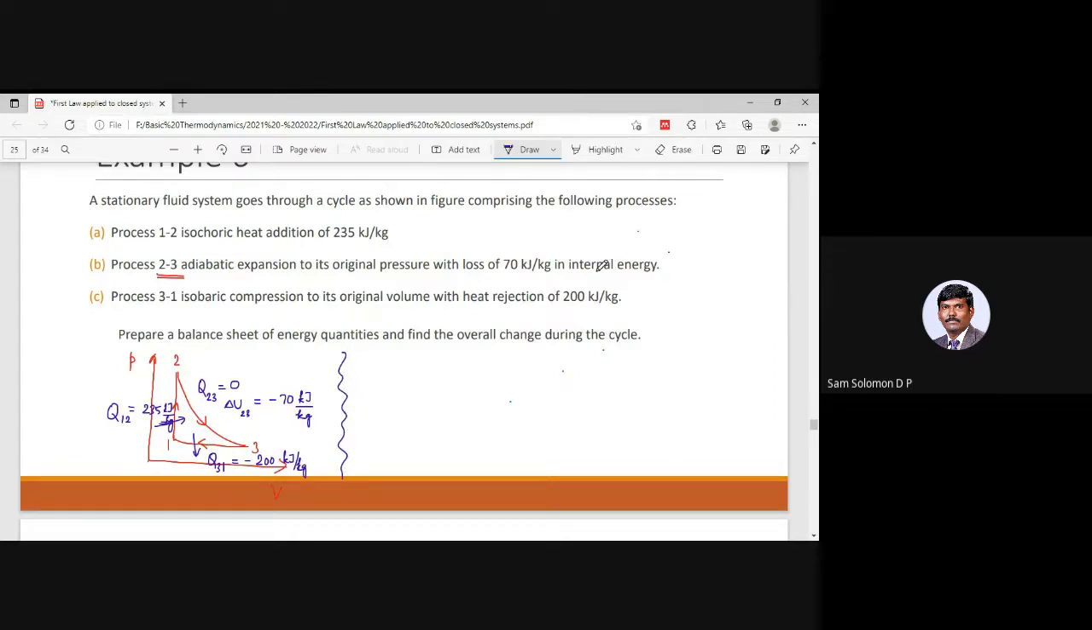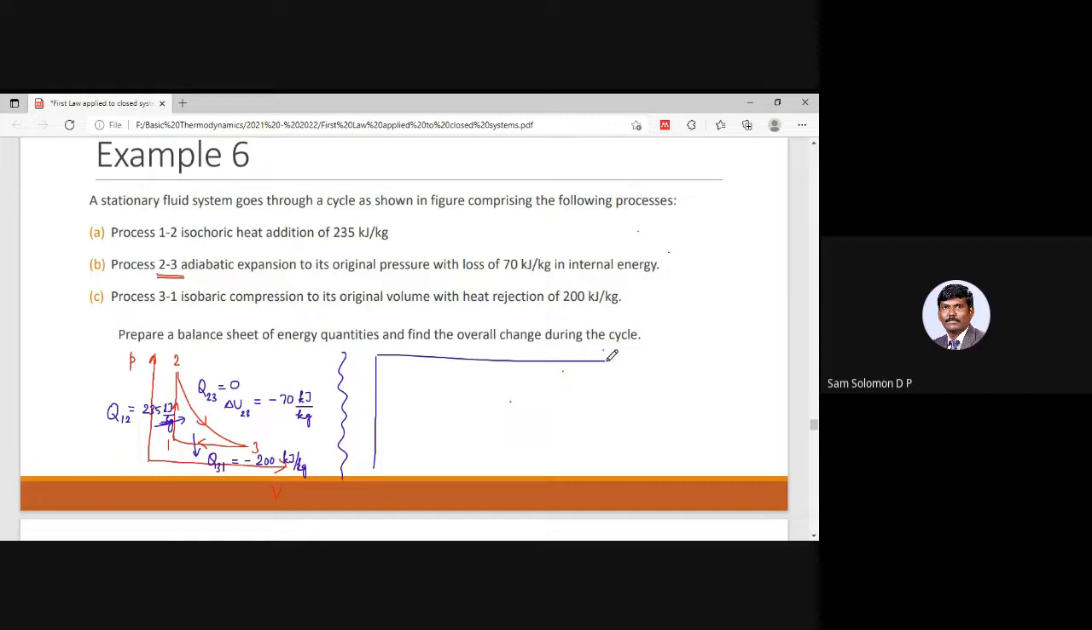This is what is given to us in the problem. Now they want us to find a balance sheet of energy quantities and find the overall change during the cycle. What do you mean by the balance sheet? In the last class, we saw a table. So we are supposed to draw a table.